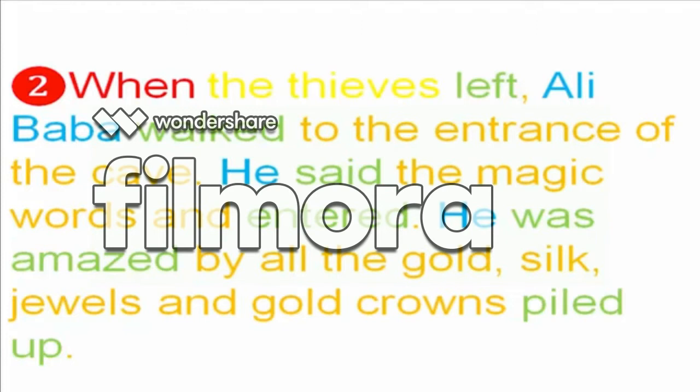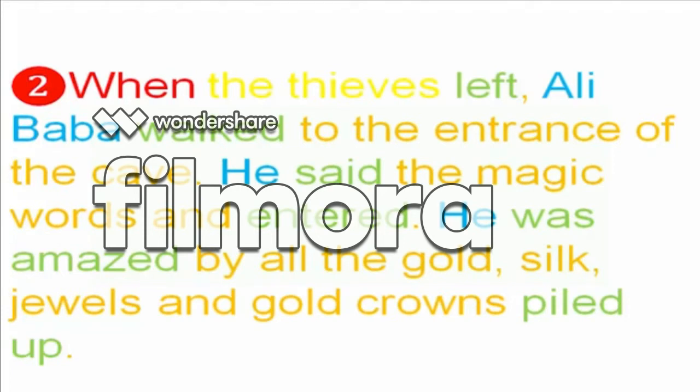By all the gold. بكل الذهب. Silk الحرير. Jewels المجوهرات. And gold crowns. وتيجان الذهب. Crown التاج. Crowns تيجان الذهب. Piled up. المجموعة أو المتراكمة بعضها على بعض. When the thieves left, Ali Baba walked to the entrance of the cave. He said the magic words and entered. He was amazed by all the gold, silk, jewels, and gold crowns piled up.